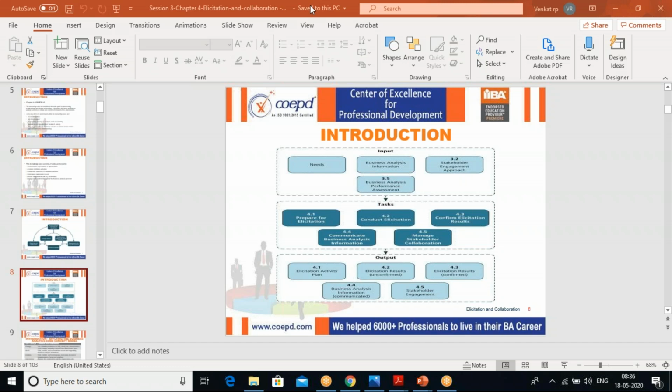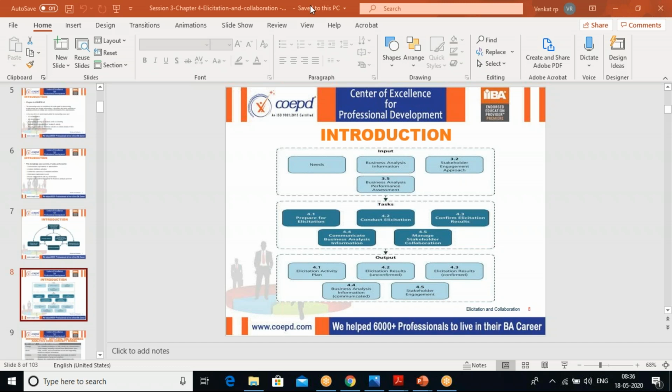It has 5 tasks. One is prepare for elicitation. The second task is conduct elicitation. The third task is confirm elicitation results. The fourth task is communicate business analysis information. And the fifth task is manage stakeholder collaboration. Okay, so we have 5 tasks in elicitation and collaboration. Elicitation means we are going to gather information or requirements from the stakeholders.